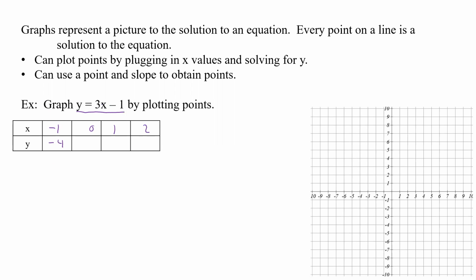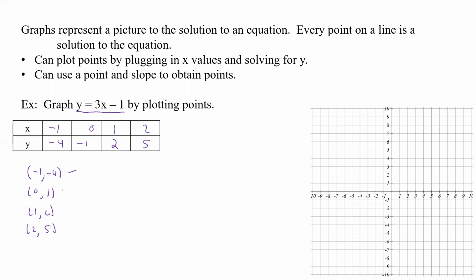Well, if I plug in 0, 3 times 0 is 0, and I just get -1. What if I plug in 1? Well, 3 times 1 is 3, minus 1 is 2. Plug in a 2. 3 times 2 is 6, minus 1 is 5. So now I could rewrite these as -1, -4, and then I have a 0, -1, and I have a 1, 2, and I have a 2, 5.